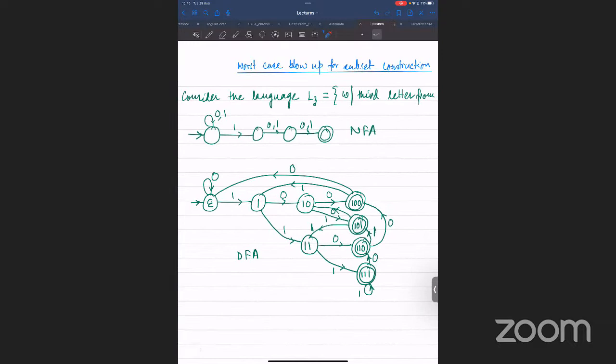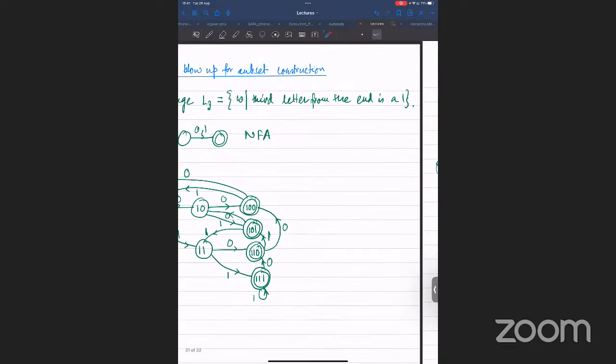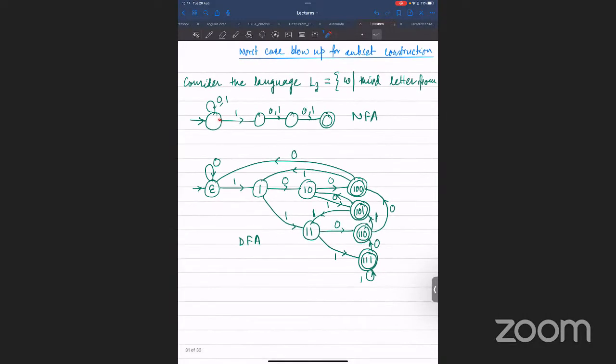So this is the example we saw. The third letter from the end is a 1, and this is the NFA with 4 states. You can try to draw the DFA, the deterministic finite automaton. It indeed has 1, 2, 3, 4, 5, 6, 7, 8 states, so 2 raised to n minus 1 states. You can try to draw this yourself.